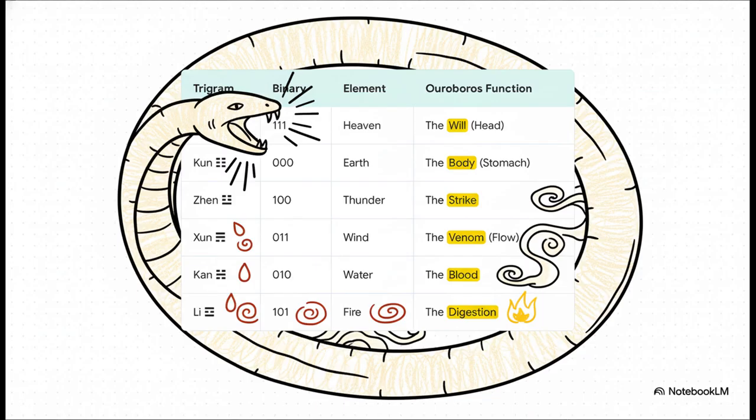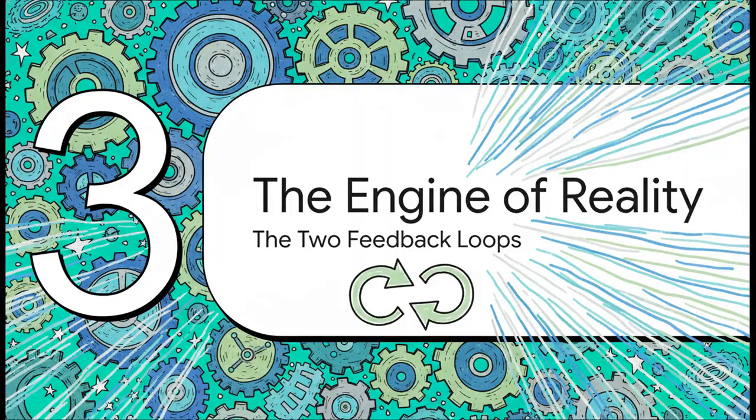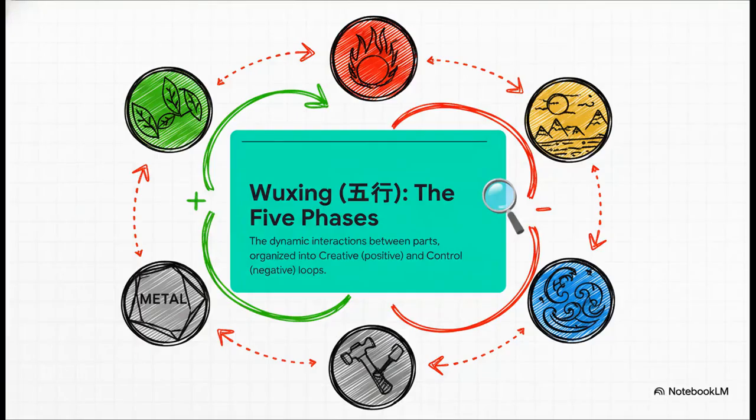Kan is the blood, Li is the fire of digestion. You see? Each part has a very specific function and a specific binary code. Okay, so we've got the parts, but how do they actually interact with each other? What makes them move? This is where we get to look under the hood at the engine that drives the whole system. These interactions are all governed by a system called wuxing, or the 5 phases.